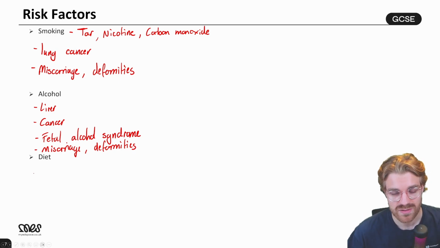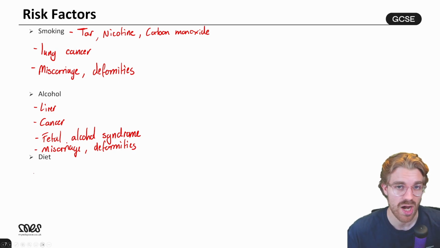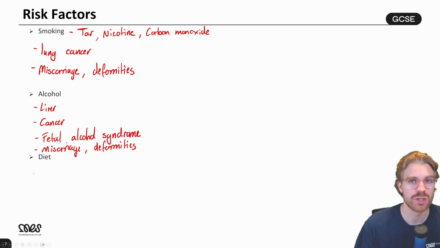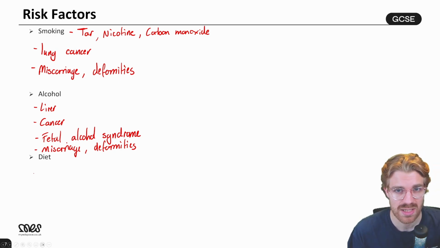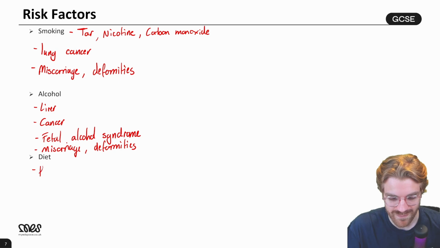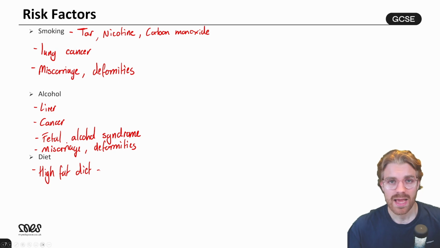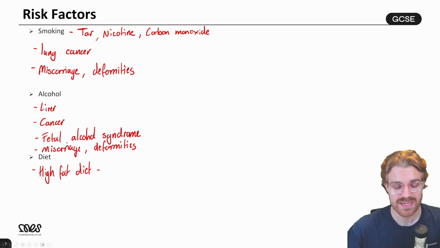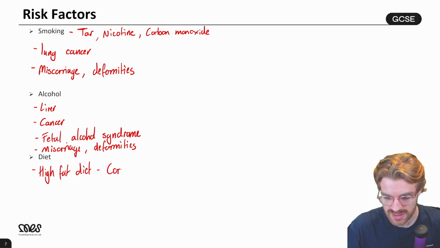Our third risk factor is your diet. Now, there's lots of different components to a good, healthy diet. Two examples of a bad diet might be a high-fat diet or a high cholesterol diet. If someone has a high-fat diet, this could lead to coronary heart disease, which we are going to talk more about in a second.